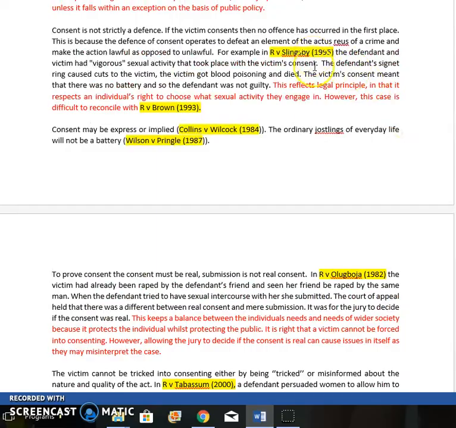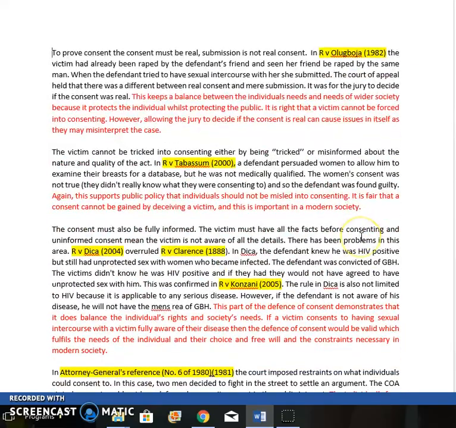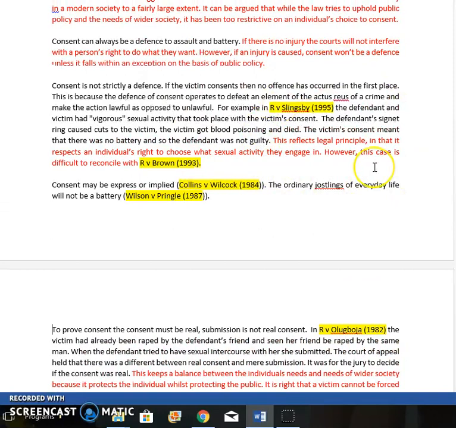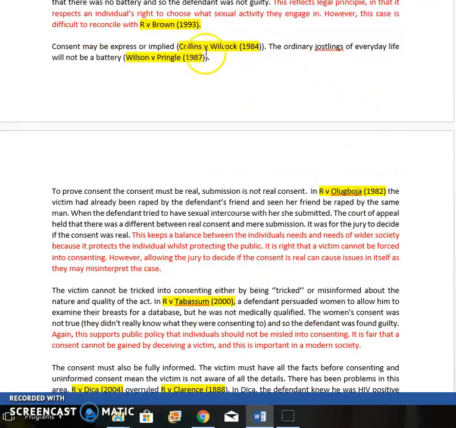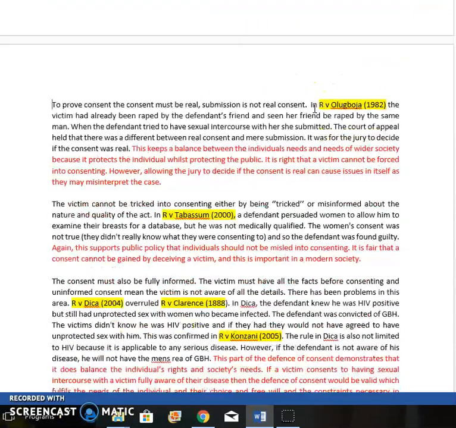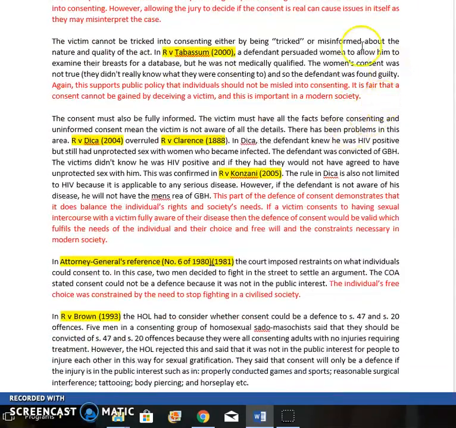So far, the rules we're seeing here look fair enough. Fair enough that you consent to sexual activity if you want to. Fair enough that there's implied consent, that consent is real, that you shouldn't be tricked. And it must also be fully informed as well. There have been problems in this area where we've got issues about GBH. I'm just putting that in red because that's clearly an AO2 comment there. So there have been complications here.